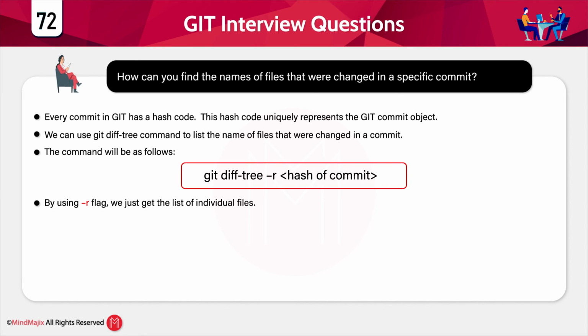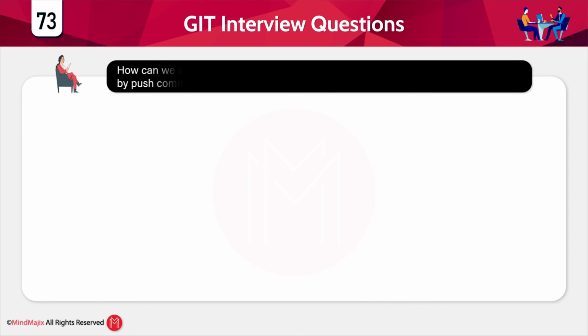How can you find the names of the files that were changed in a specific commit? Git diff-tree -r. This is the command, so we can list the individual files. How can you attach an automated script to run on the event of a new commit by push command?